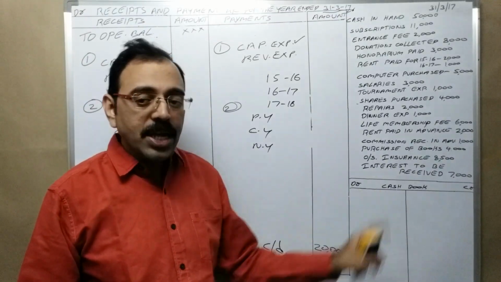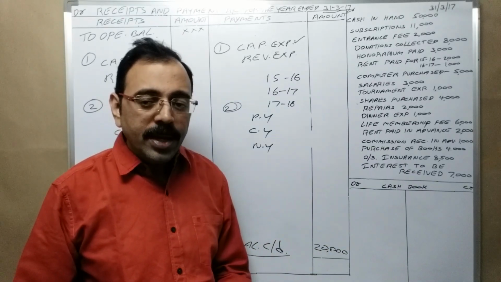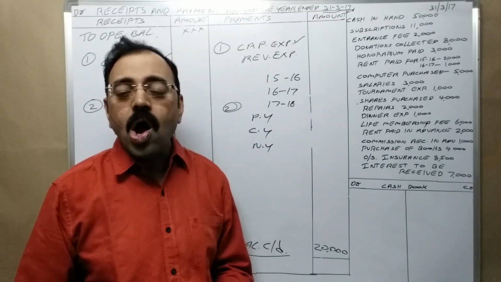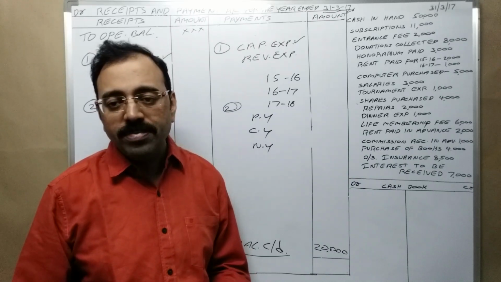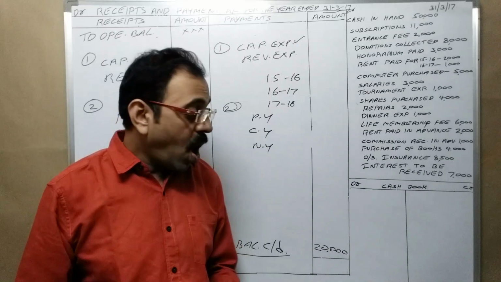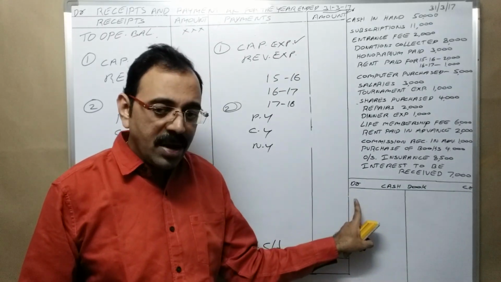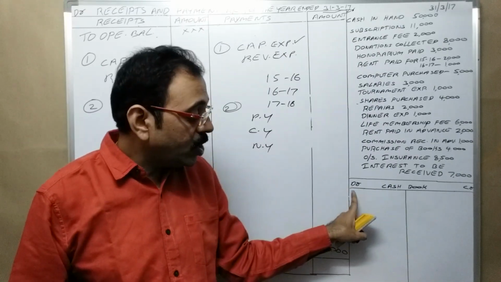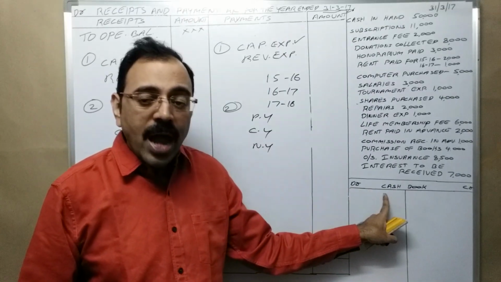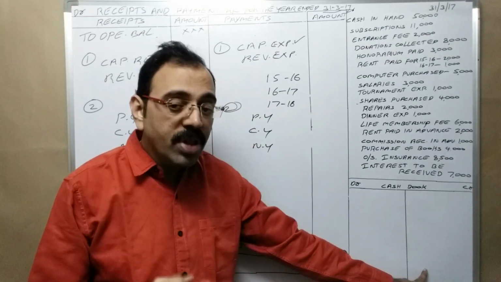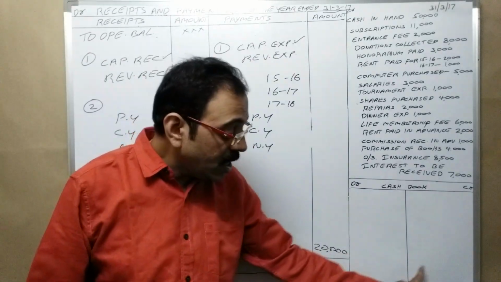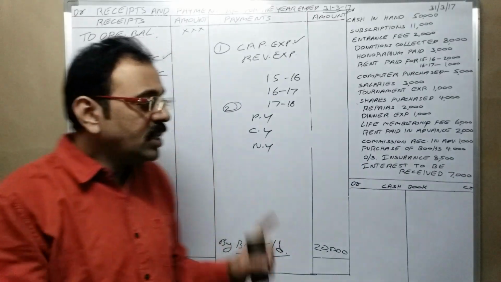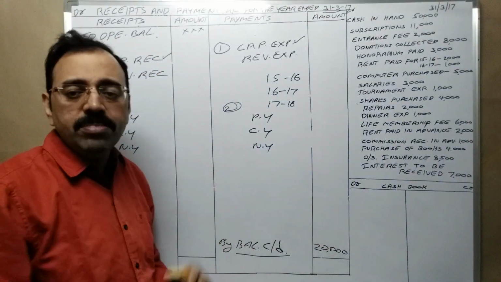NTC also prepares a cash book. It may be a simple cash book, double column cash book, or triple column cash book. The cash book contains what? All cash receipts on the debit side, cash payments on the credit side. We start that with the opening balance, and finally at the end of the month we calculate the closing cash balance and bank balance. In the receipts and payments account also you are doing the same.